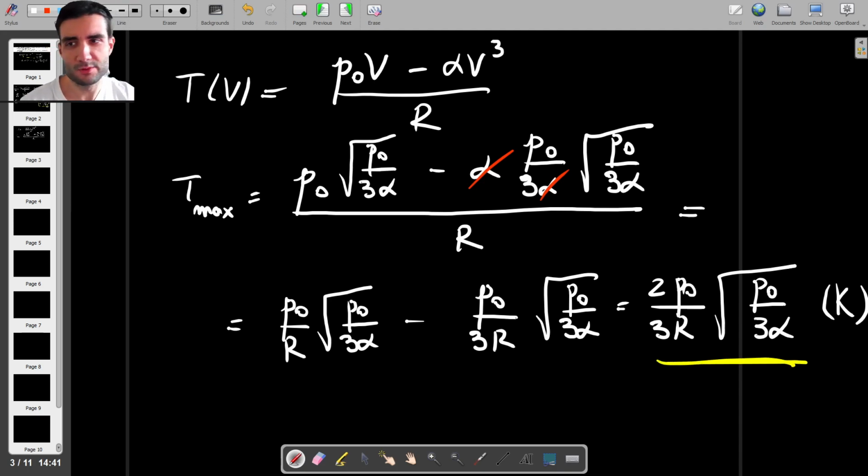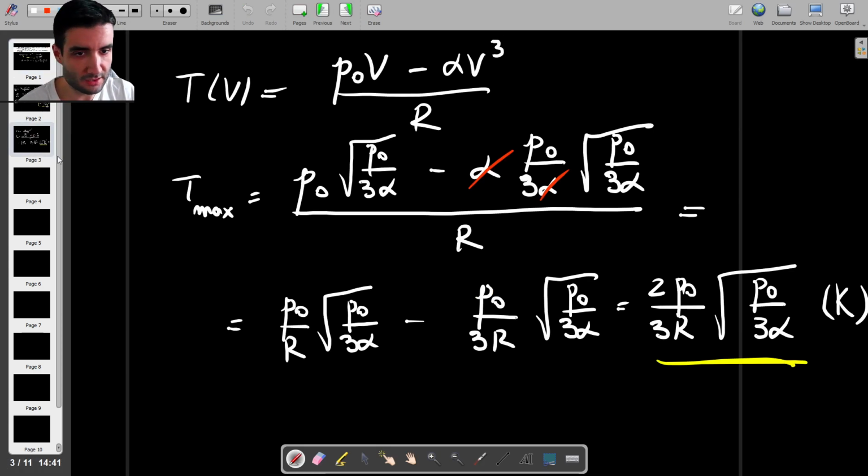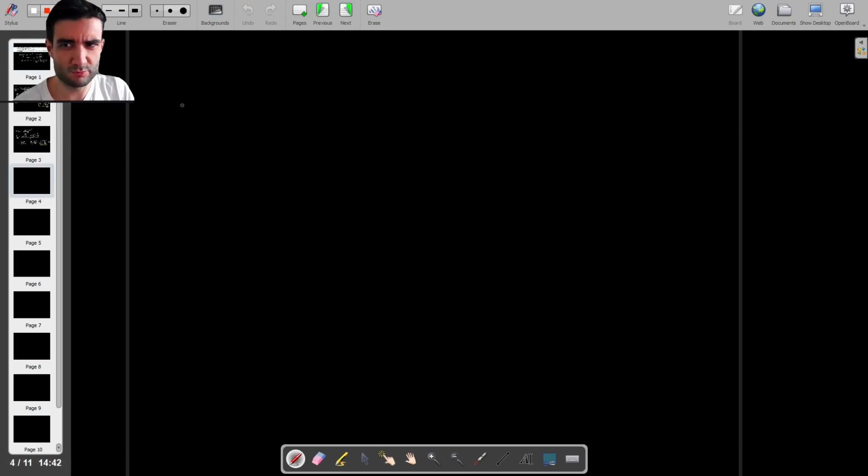Obviously, it doesn't have a value because the problem doesn't give us values for P naught and alpha, and I think that's it. And we know what R is, but whatever P naught and alpha are, if you know the values, you can put them in here, and whatever comes out will be the value of the maximum temperature, and that is part A. Okay, now let's go to part B, which is pretty similar.